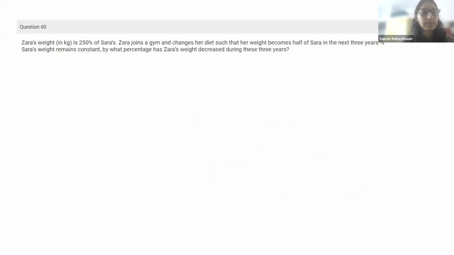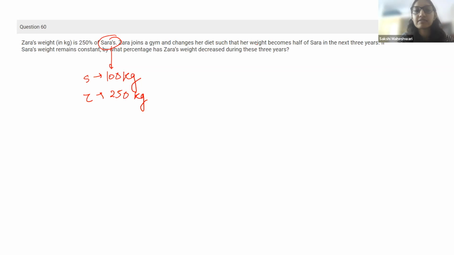So here Zara's weight in kg is 250% of Sarah's. Hypothetically, I'm assuming that Sarah's weight is 100 kgs. Obviously this is not possible, but I'm assuming hypothetically. Then Zara's weight becomes 250 kgs, since this is 250%. Now Zara joins a gym and changes her diet such that her weight becomes half of Sarah's in the next 3 years. So in 3 years, this becomes 50 kgs.